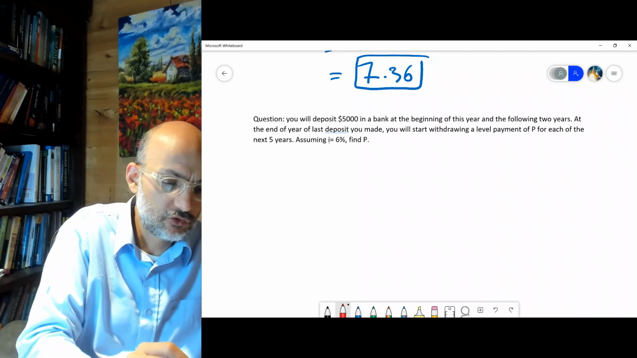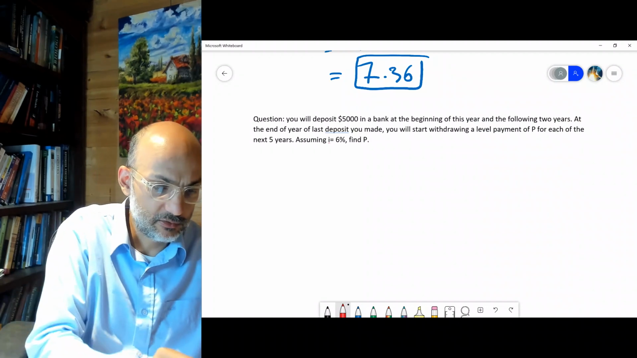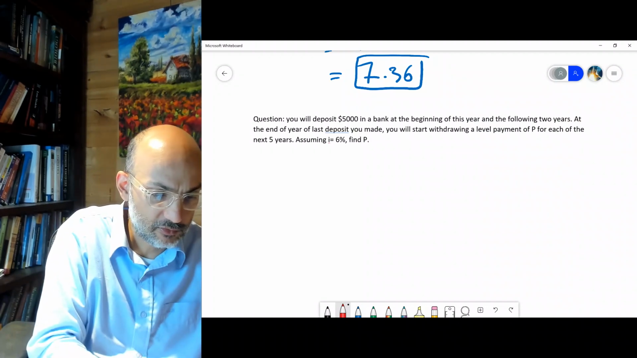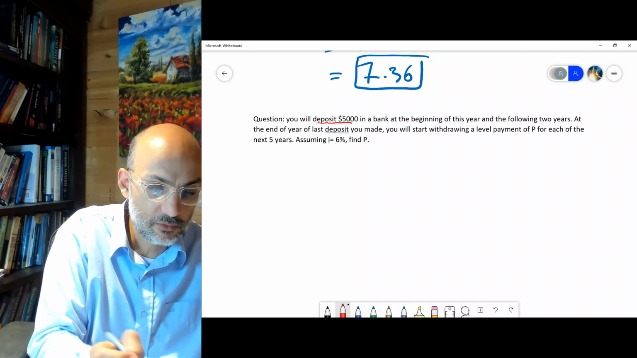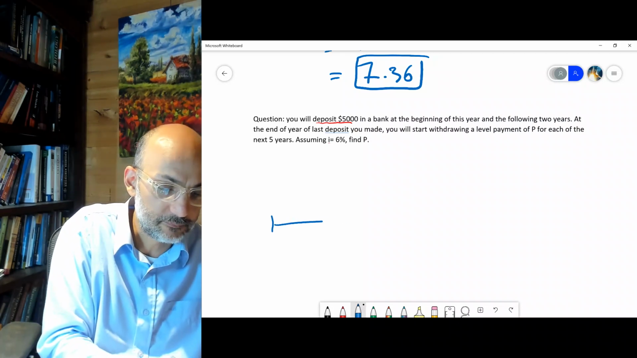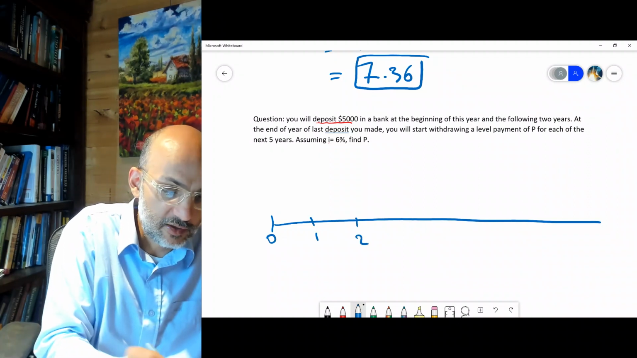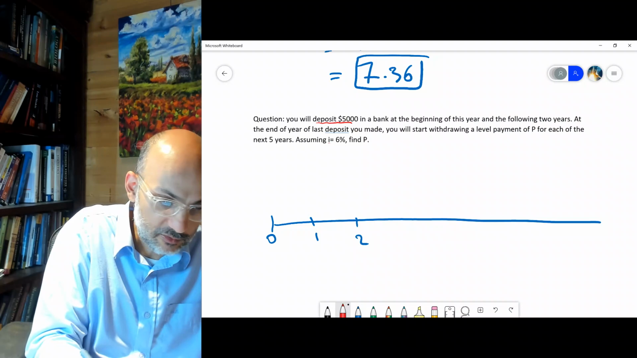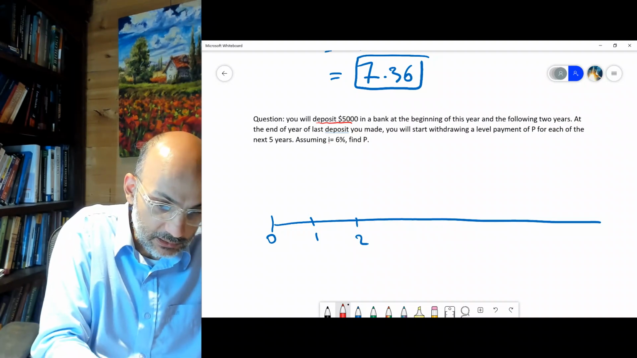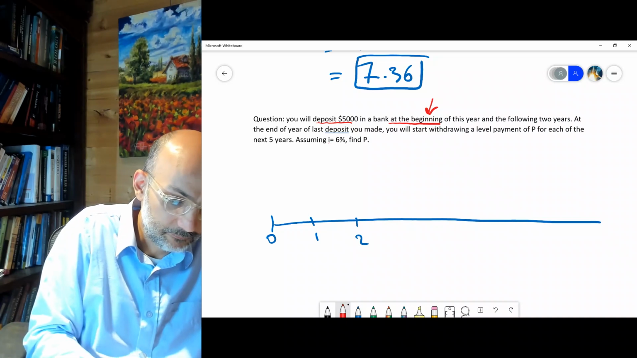So somebody here will deposit 5,000. So the amount you deposit in a bank at the beginning of this year and the following 2 years. Let's visualize it. 0, 1, 2. It says, very important to recognize that at the beginning. It's very important. So 5,000 here.